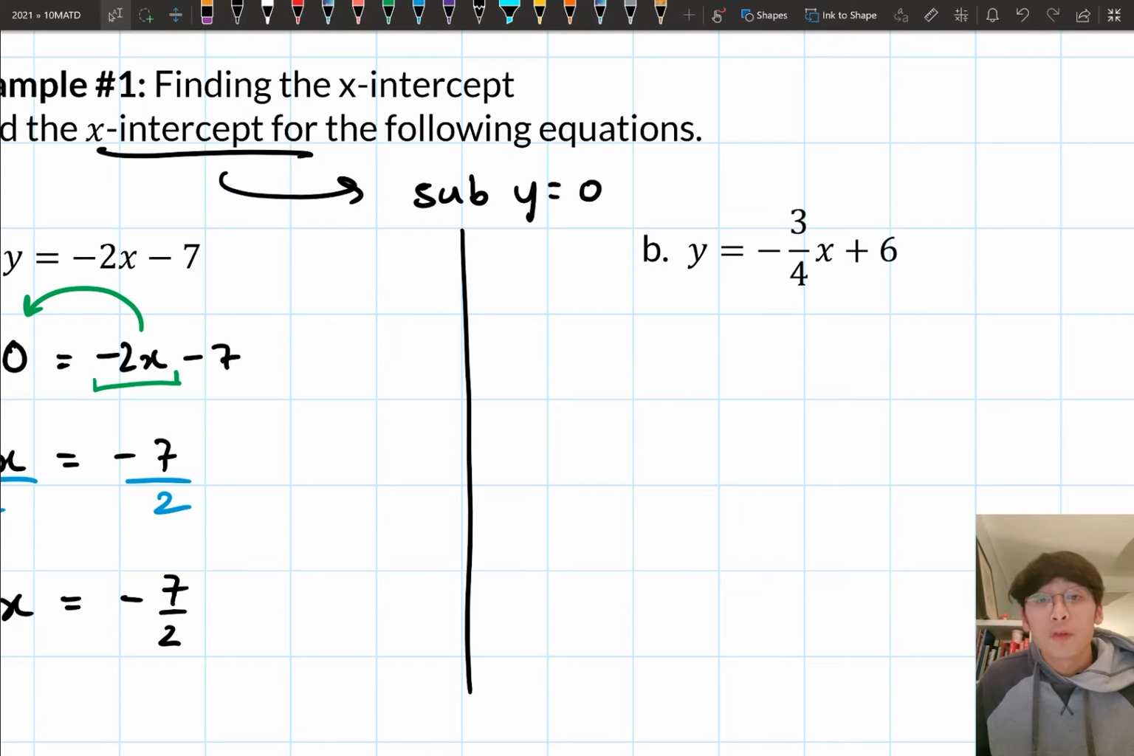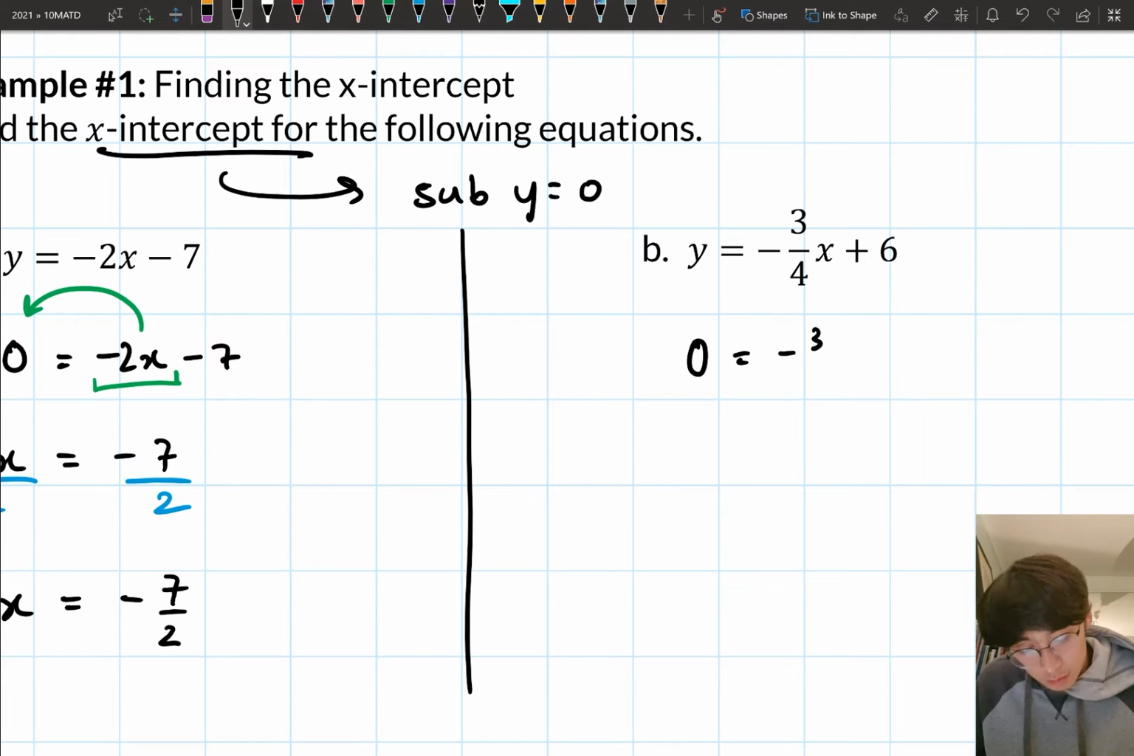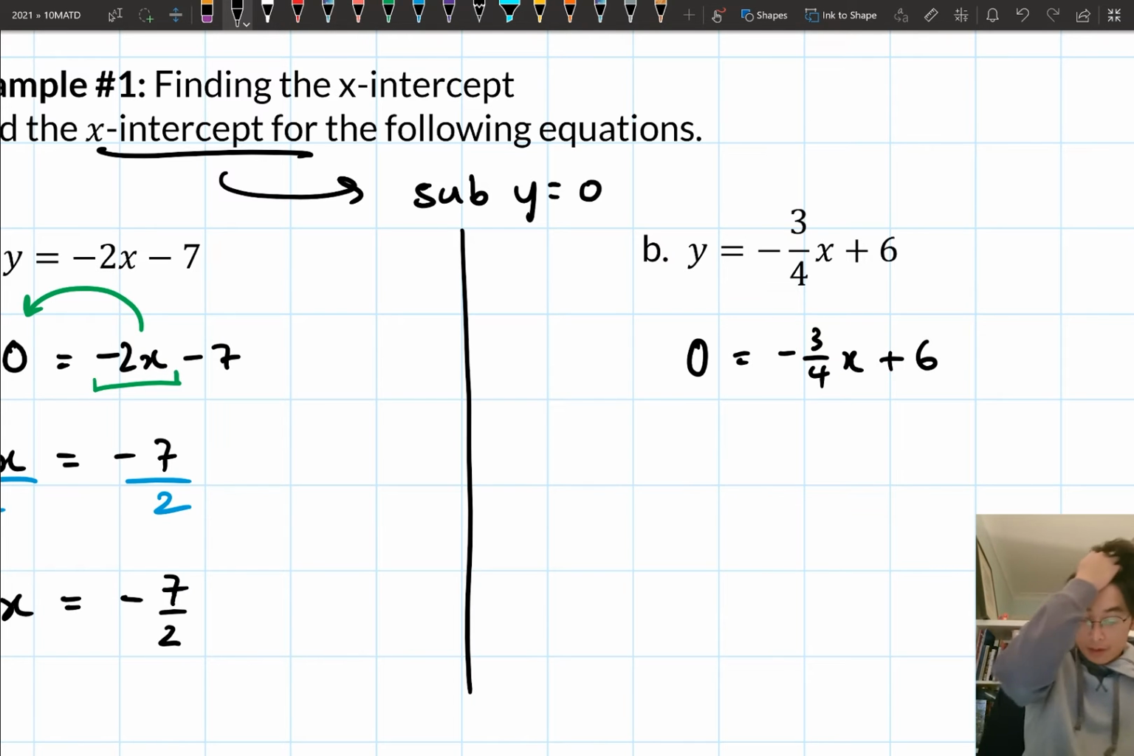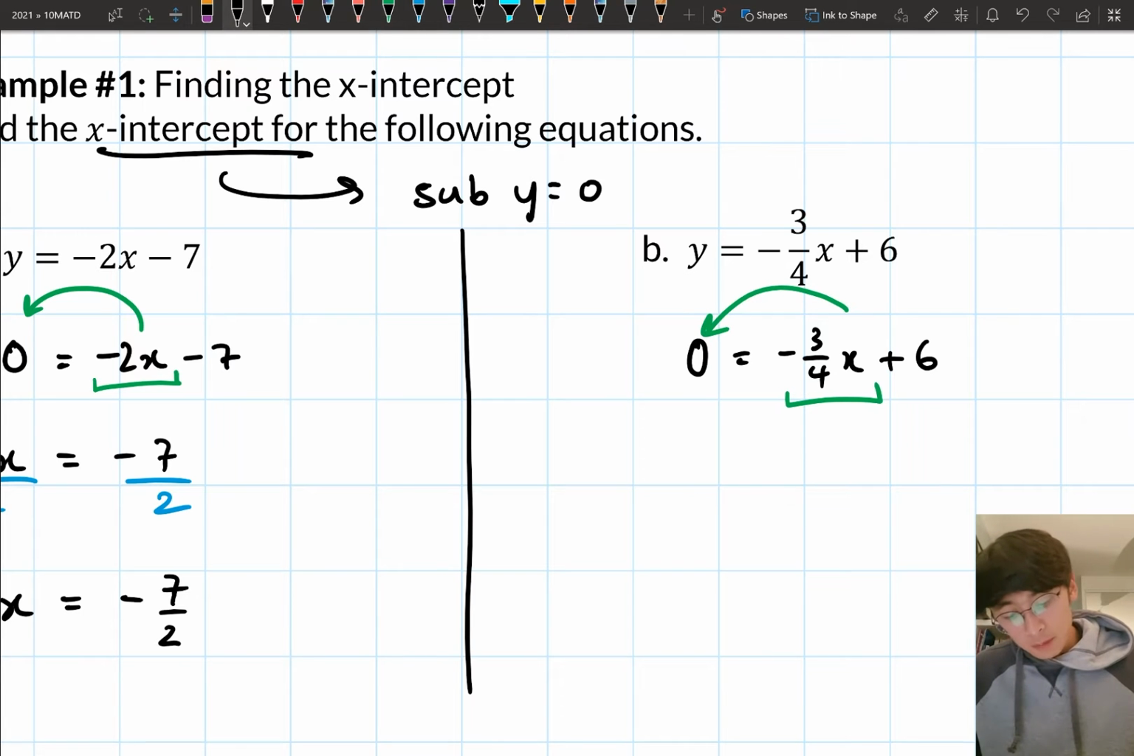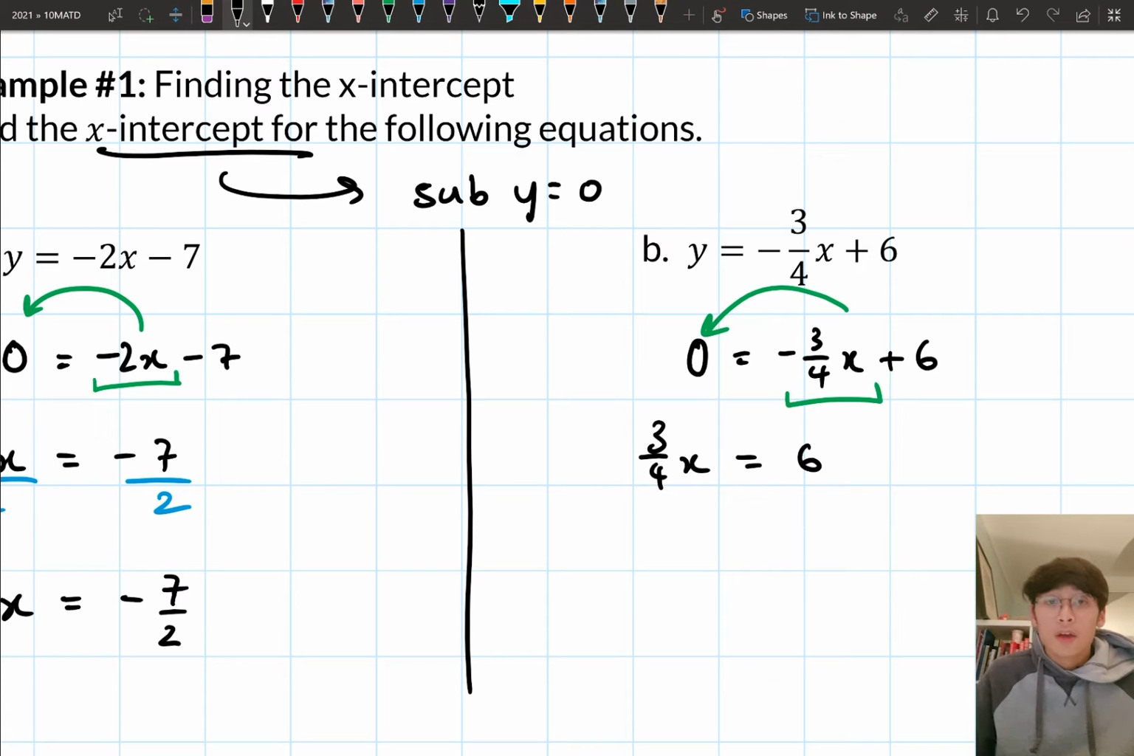Once again, first step, we're going to substitute y is equal to 0. So I'm going to replace y with 0. So I'm going to write here 0 is equal to negative 3 over 4 x plus 6. Then from there, what we want to do is move all of our terms with x to one side. So here I've got this term, it's a negative 3 over 4 x. I'm going to move it over here, and then that becomes a positive 3 over 4 x. It's equal to 6. Now what we want to do is get x by itself.